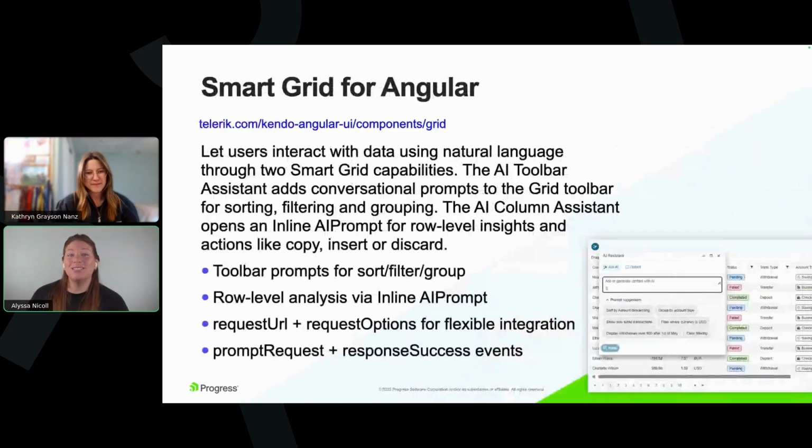Last quarter, we also introduced smart grid features for Angular. The AI toolbar assistant lets you drive sorting, filtering, grouping with natural language prompts. The AI column assistant gives you row-level analysis by opening an inline AI prompt for a single record, where you can plug in actions like copy or insert.